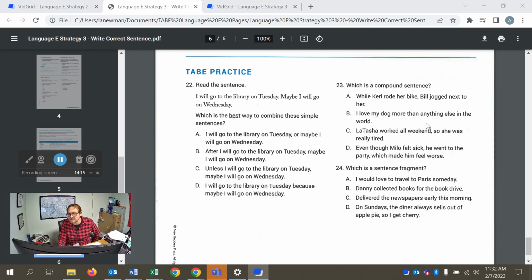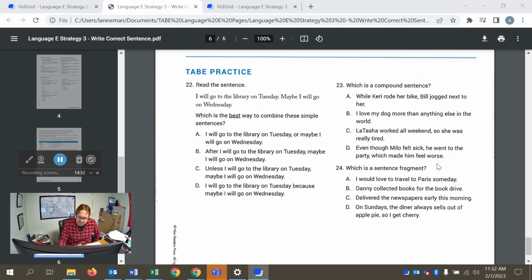A compound sentence. If we took the comma and FANBOY that we added away, we could break them into 2 complete sentences. Latasha worked all weekend, period. She was really tired, period. Not long sentences, kind of boring, but still grammatically correct.